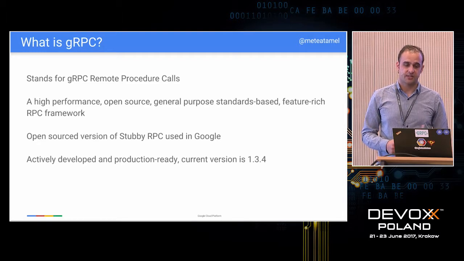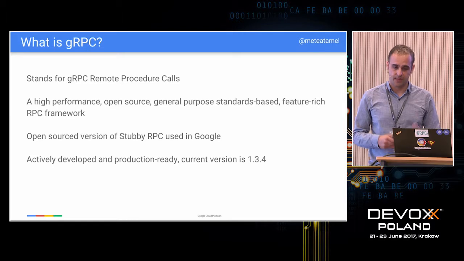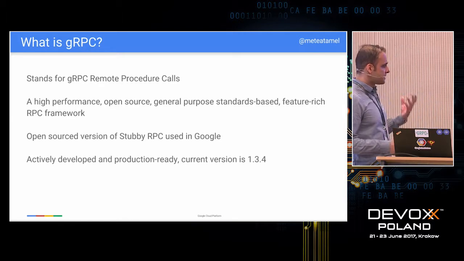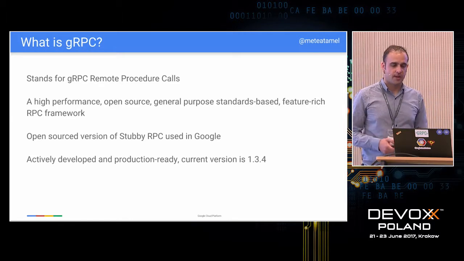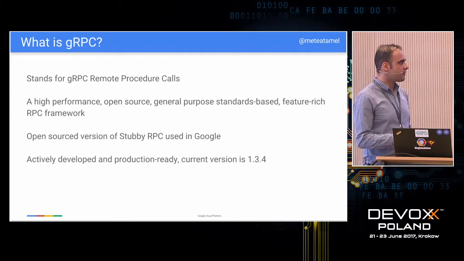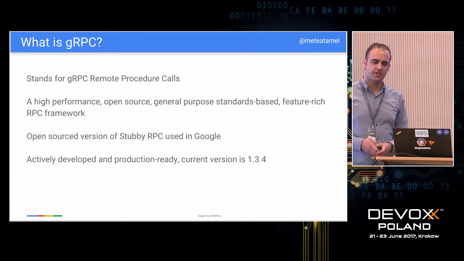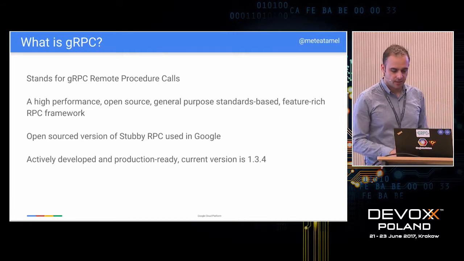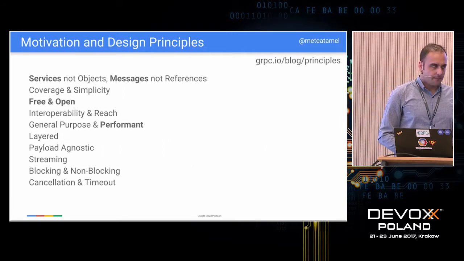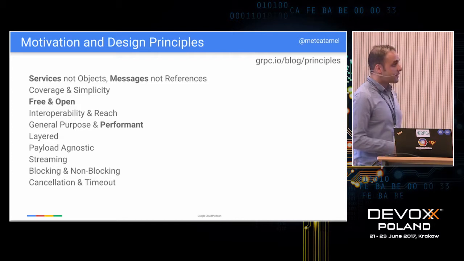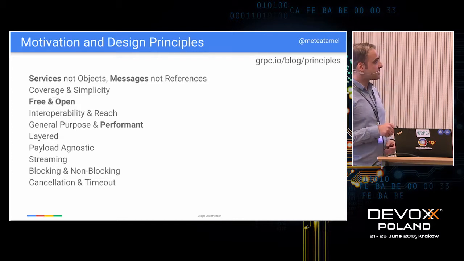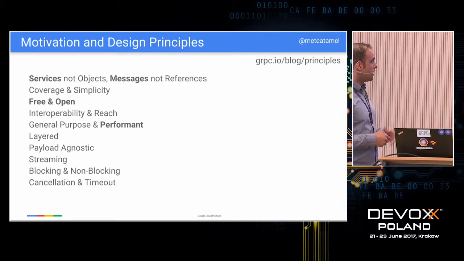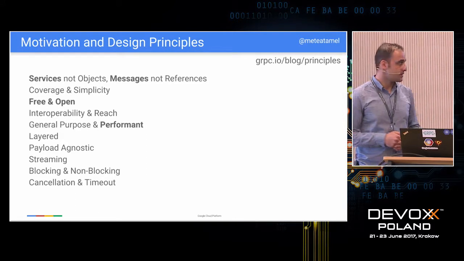But efficiency is very important, and high performance is really important, and you will see that in gRPC in many places. And it's now open source and contributed by a number of people. The current version is 1.3.4, the last time I checked. But a new release comes up quite often, actually. All right, there's some motivation and design principles of gRPC. If you go to this link, you can read all about them in more detail. I'm not going to go through them all, but I just want to point out a few things.